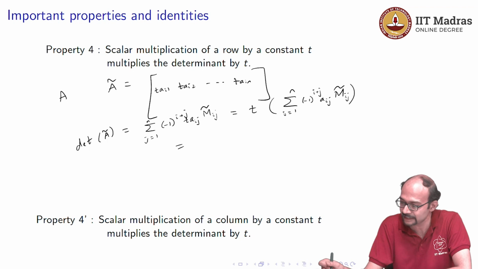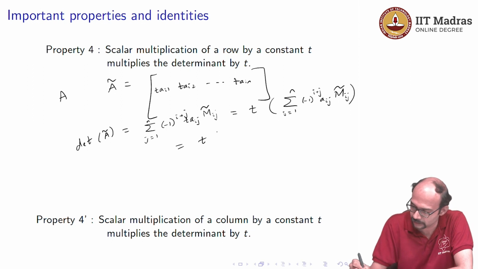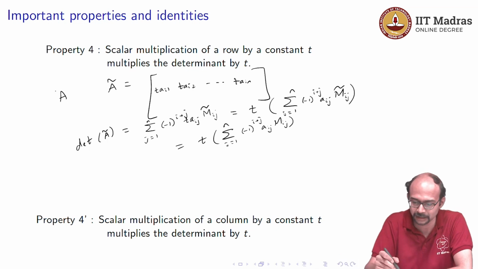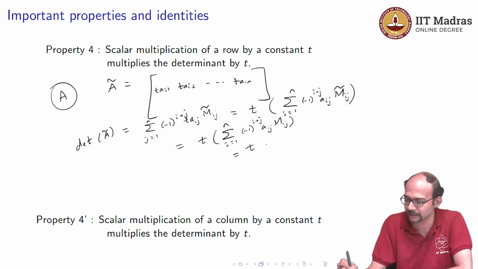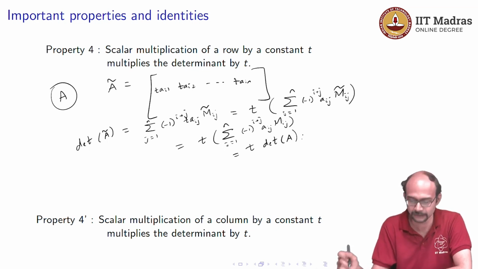So m tilde ij for this particular row i is the same as mij. Okay, so this is just t times the summation over j from 1 through n of (-1)^(i+j) aij mij, where this is the ijth minor corresponding to the matrix A. And now this is exactly the expression for the determinant of A. Okay, so we have actually proved this.